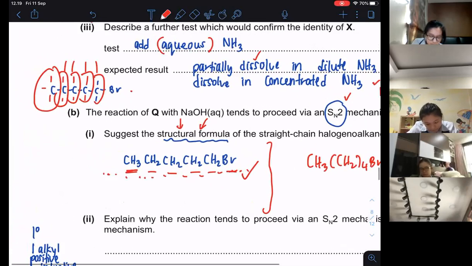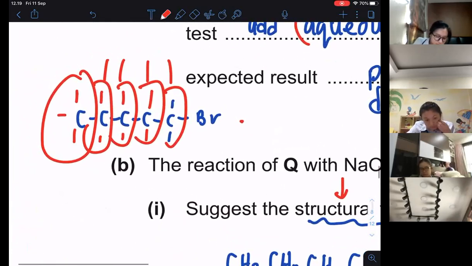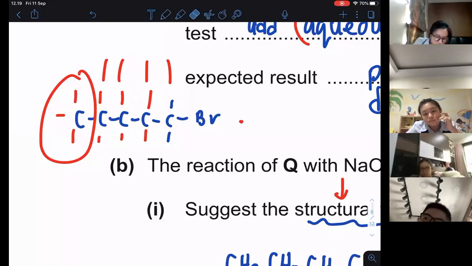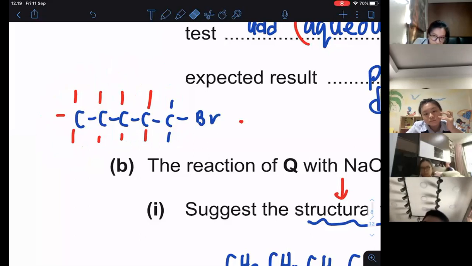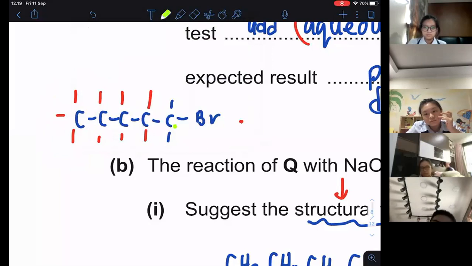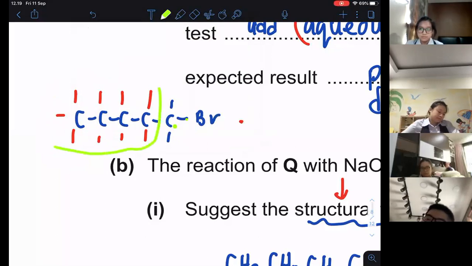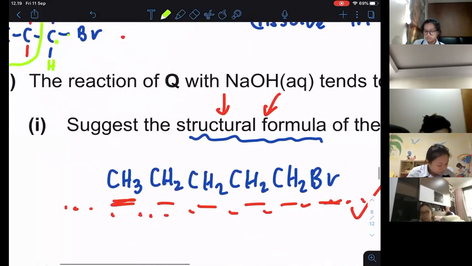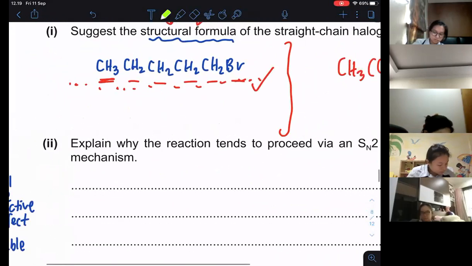Let's find out. Charlton, can you tell me, is this halogenoalkane primary, secondary, or tertiary? Primary. Can you tell why? Only bonded with one. Yeah, the carbon. When you say only bonded with one, we are referring to the carbon. The carbon bonded to the Br is only bonded to one R group. This one is H, this is H, so this is going to be primary. Here, explain why the reaction tends to proceed with SN2.